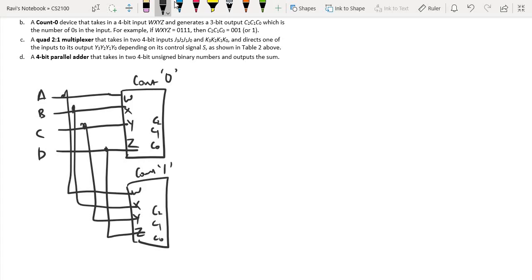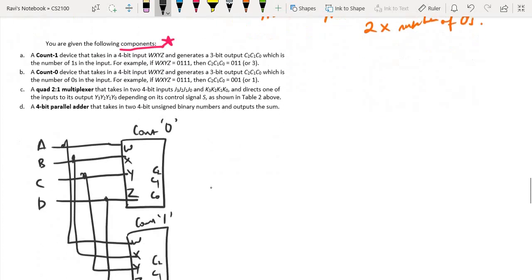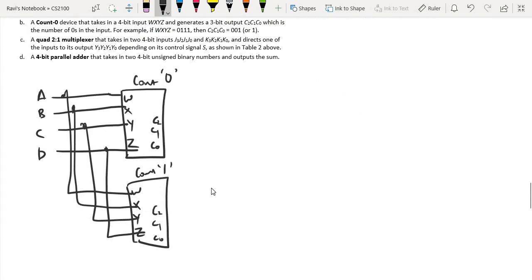We know that one way of looking at it is, this count 1 already gives me the answer when A is 1, correct? So we know that if A is 1, the output is number of 1s. Now the other thing we need to look at is, if A is 0, we have two options. Let's look at the first option, output is the number of zeros plus 4. This is the number of zeros, and I need to add it with 4. That is where our 4-bit parallel adder comes in.